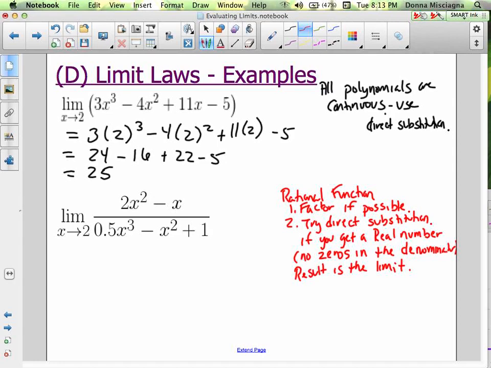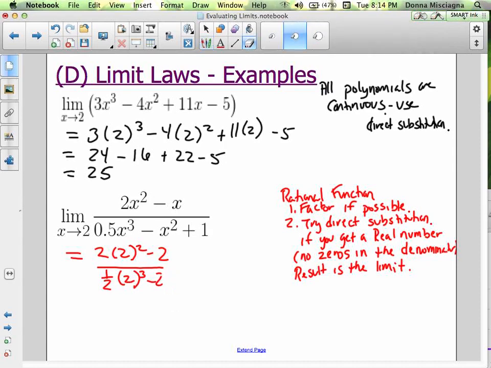So we have the limit of 2x squared minus x divided by 1/2 x cubed minus x squared plus 1 as x approaches 2. We're not going to write that limit statement again because it's already there. If it's already there, you can put equals, it's fine. Otherwise, write the limit statement, and then show the direct substitution. So we have 2 times 2 squared minus 2 divided by 1/2 times 2 cubed minus 2 squared plus 1. Although 2 times 2 is the same, I needed to write 2 squared.